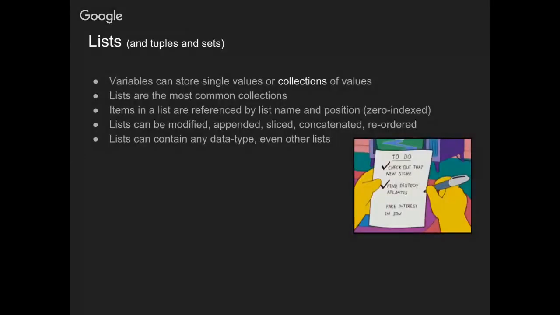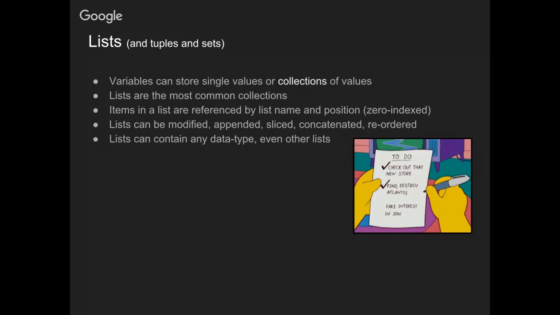Okay, so the first thing that we're going to talk about is lists. We've already experienced variables, which can hold a single value, such as a person's name or a person's age. A list is exactly what it sounds like. It's a single variable that contains multiple values. We can use lists to store any type of data that we encounter inside of Python.